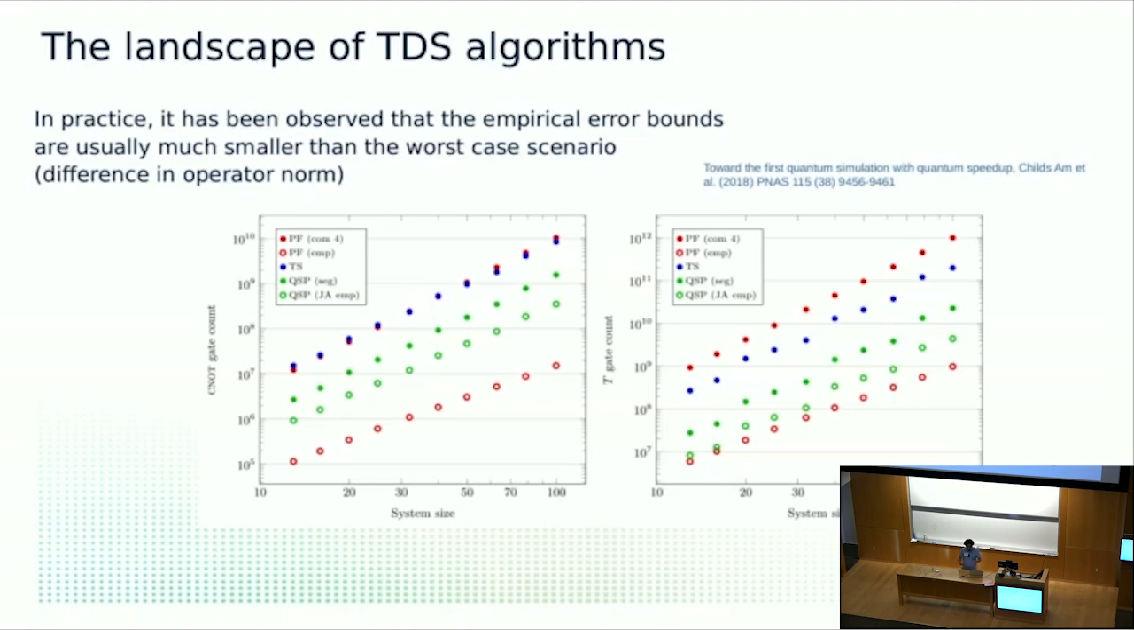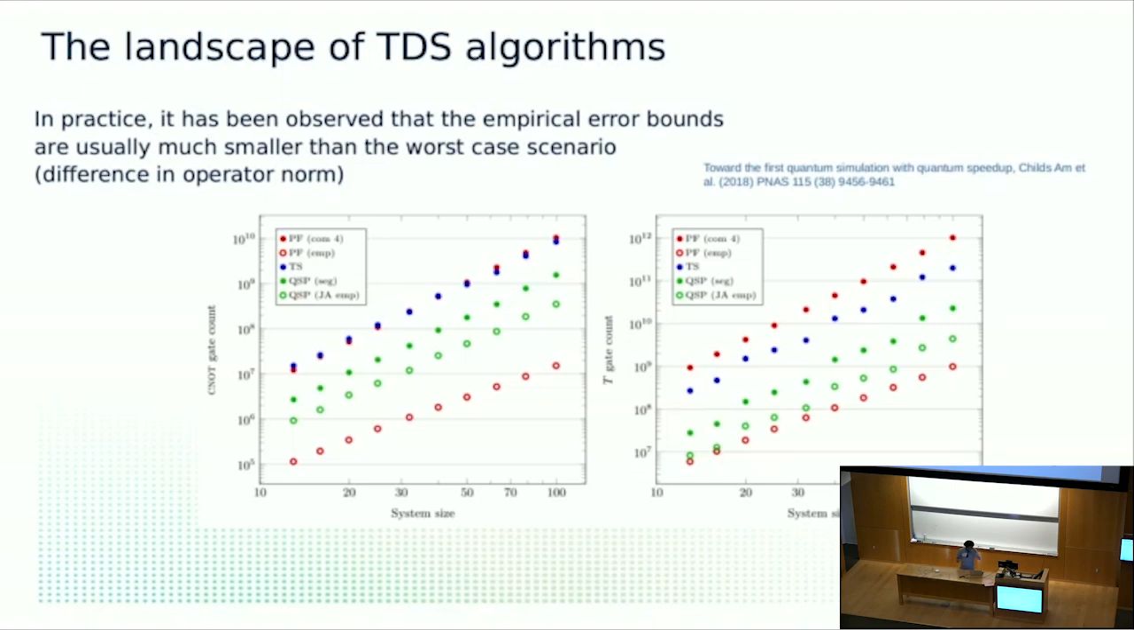And you want to see, okay, for a given error, what's the count of CNOTs that I have to implement in my circuit in order to achieve that error as the system size increases? And here we see something in this particular example. You can focus a bit on the red dots.